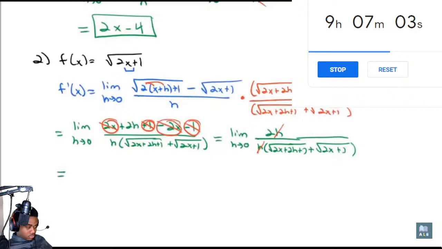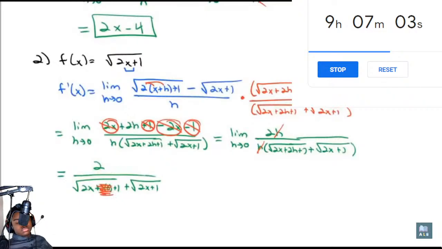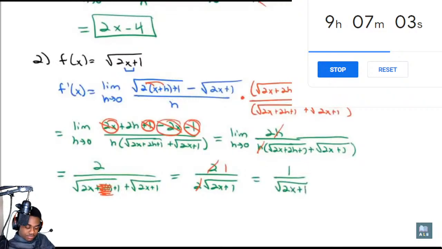Now we're ready to plug in what we know. h is 0. So we have 2 over the square root of 2x plus 2 times 0 plus 1 plus the square root of 2x plus 1. What's nice is that 2 times 0 is actually equal to 0. So we have matching radicals in the denominator, the square root of 2x plus 1 times 2x plus 1. So we've got 2 of those. So we have 2 over 2 square roots of 2x plus 1. And actually, we can reduce out the 2's, which is going to leave behind a 1. So for our final function, 1 over the square root of 2x plus 1.